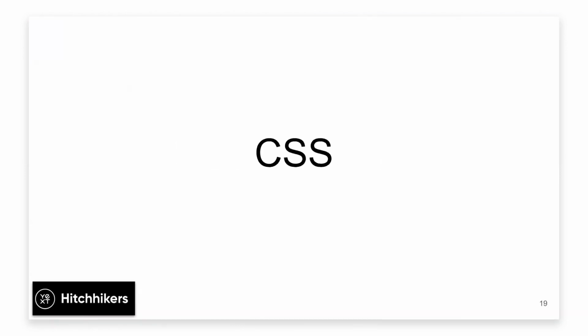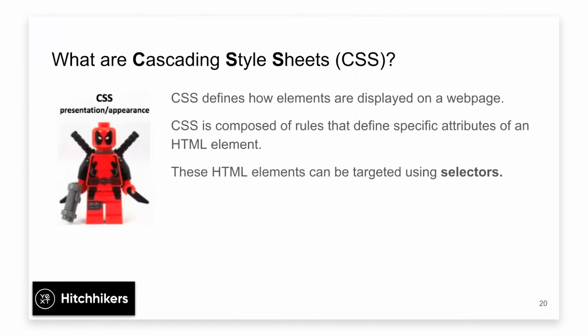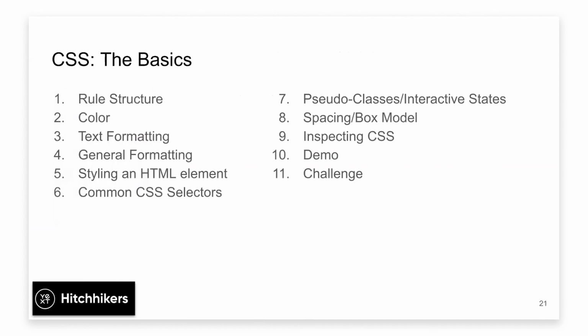Okay, so CSS. That stands for Cascading Style Sheets. That is what actually gives the website styling and appearance. It defines how the elements are displayed on a page, and it's composed of rules that define specific attributes of an HTML element. Hopefully the wording doesn't get too confusing, but when I say attributes here, I am no longer talking about HTML attributes, but just in the general sense of the word. And then these elements can be targeted using selectors, which we've discussed and which will become very useful for styling and for later JS.